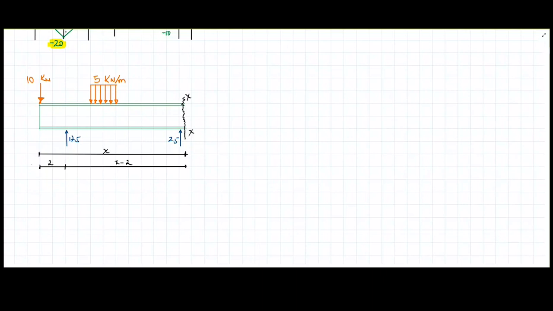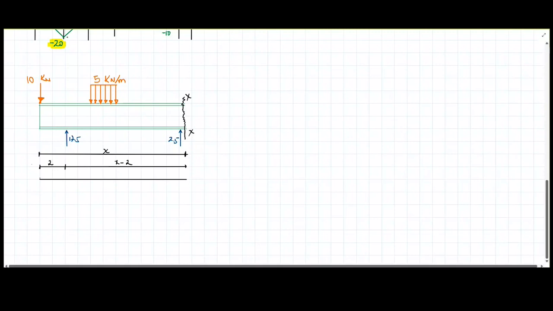Let's now check the start of the distributed load. I'm going to have another line here. And this is going to be from this point to this point. I know that this is going to be 4. And from the start of the application of the distributed force to the cut is going to be X minus 4.